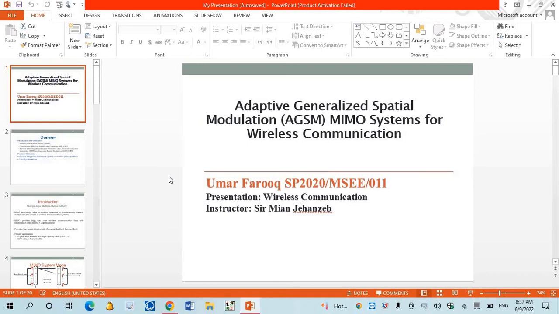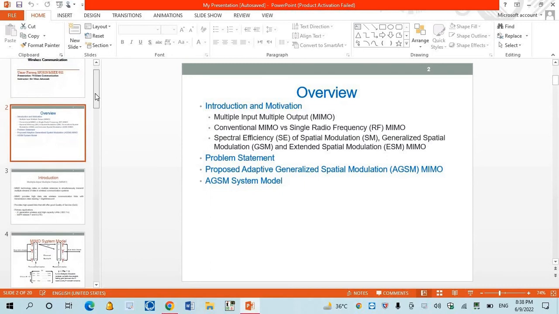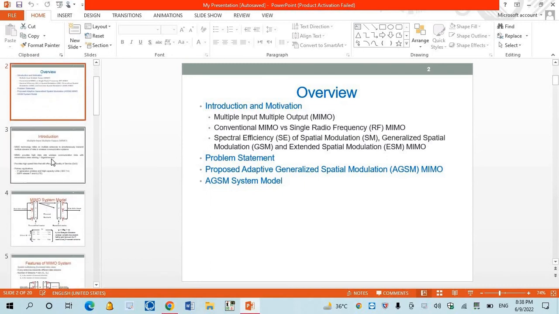Today, the topic of my presentation is AGSM MIMO system for wireless communication. In this presentation, I will talk about the MIMO system, then the difference between conventional MIMO and single RF MIMO. Then we will talk about the spectral efficiency of SM MIMO, GSM MIMO, ESM MIMO, and then AGSM MIMO. In the last phase of this lecture, I will talk about the proposed scheme of AGSM MIMO.